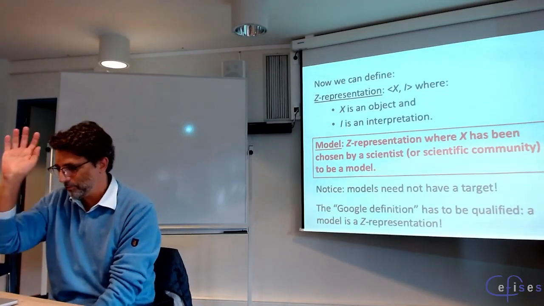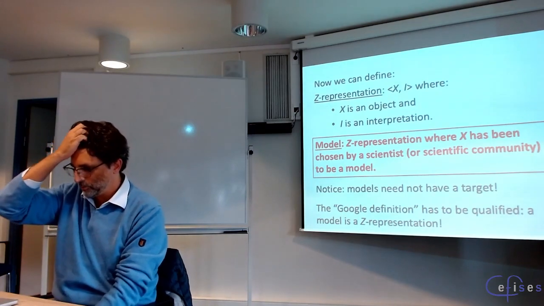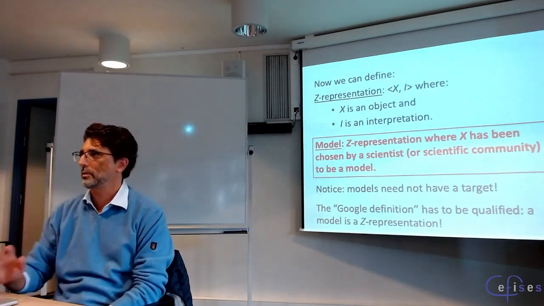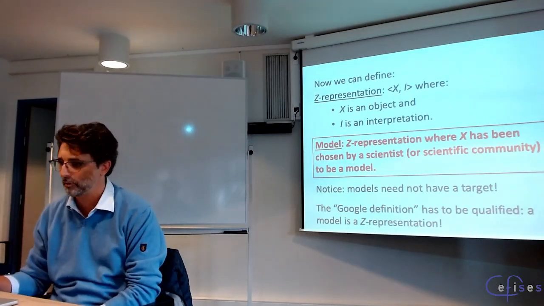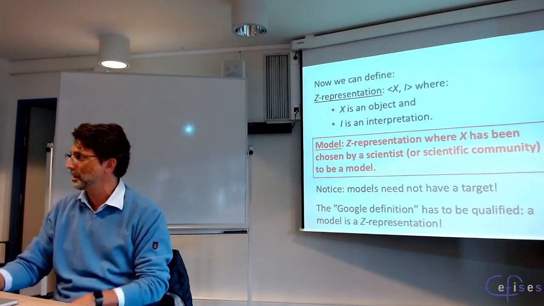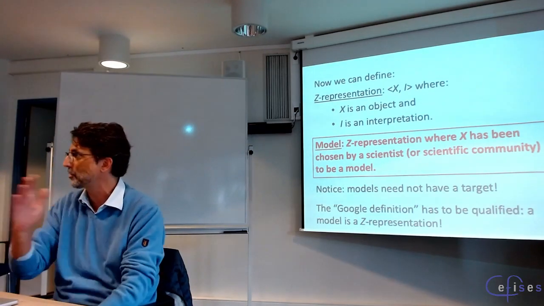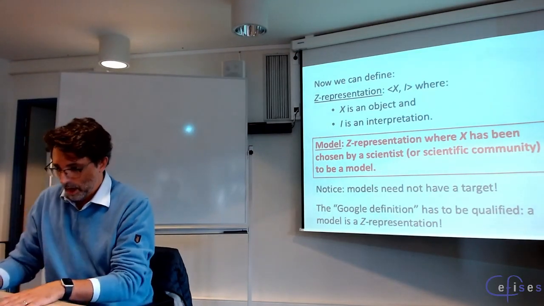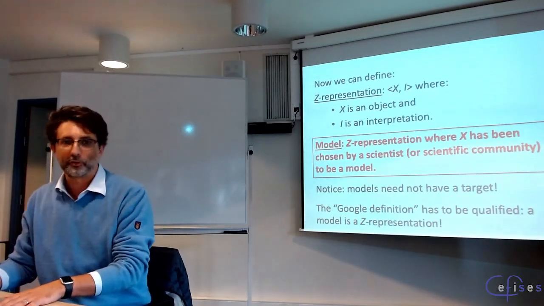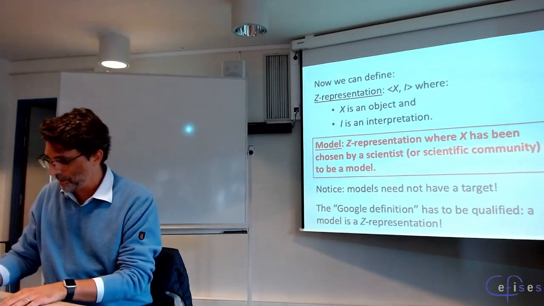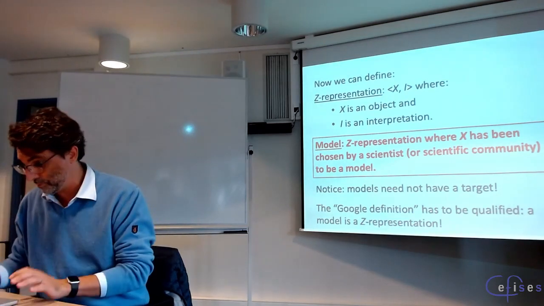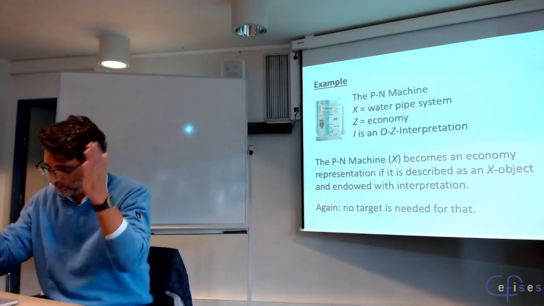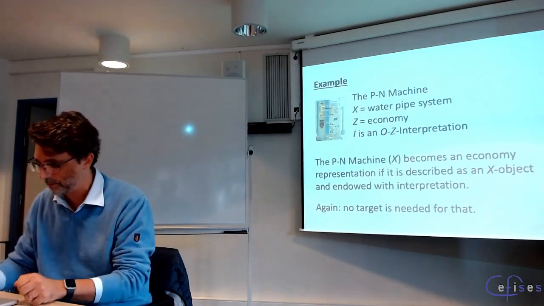Now, some of you will immediately be tempted to cry foul and say, well, that doesn't require a target system. And yes, that's a conclusion I want to embrace. So being a model does not require a target system. And I will say more about this later. So this is not just a remark I make in passing, but that is exactly what we should say. And so we see that the Google definition was almost correct. So a model is not just a representation full stop, it is a Z representation, so we will qualify it in this way.